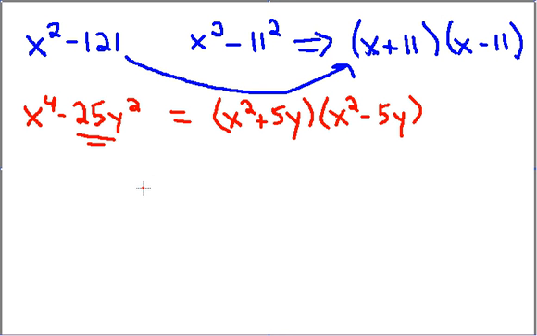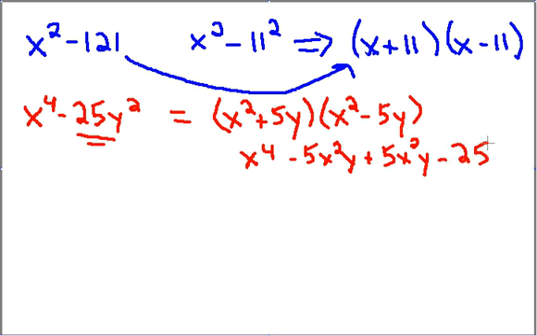So let's double check and see if our answer here is correct. X squared times x squared is x to the fourth. X squared times a minus 5y is minus 5x squared y. Now our positive 5y times x squared here is going to be a positive 5x squared y. And then our last one here is going to be our plus 5y times our minus 5y. That's going to give us a negative 25y squared.